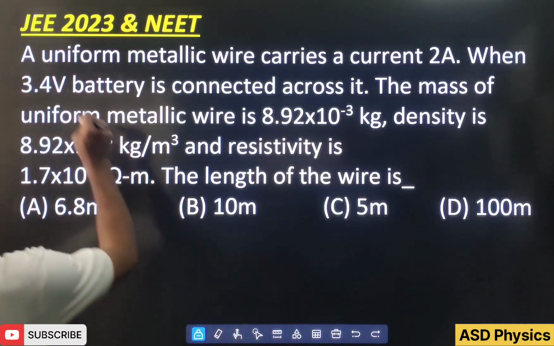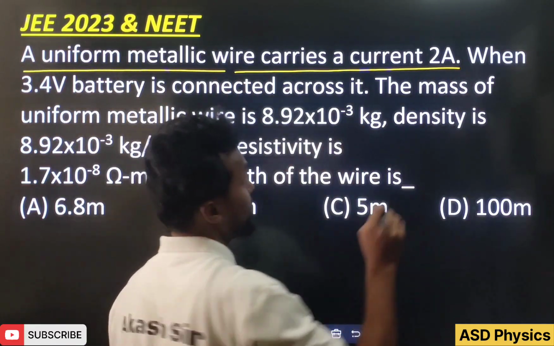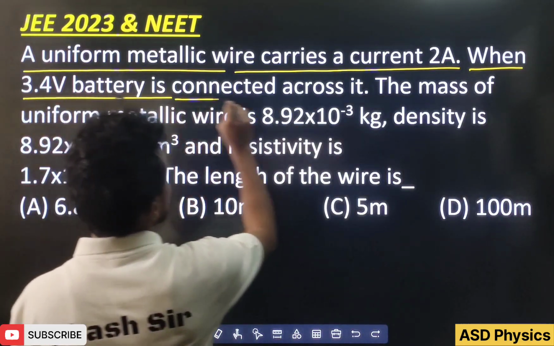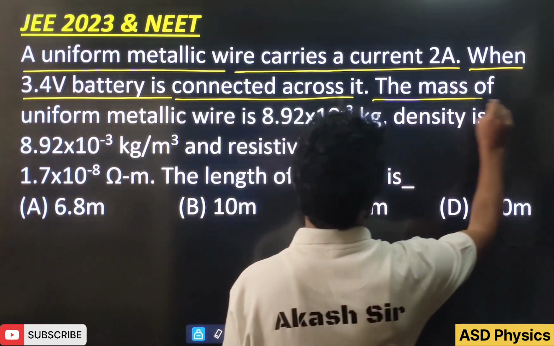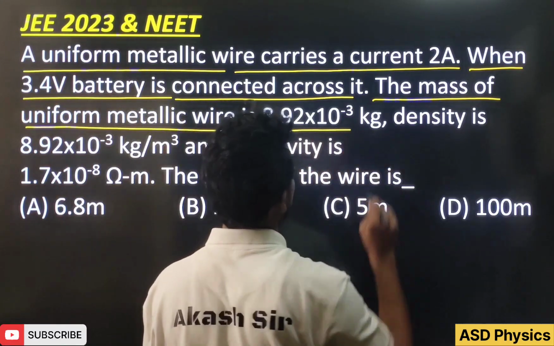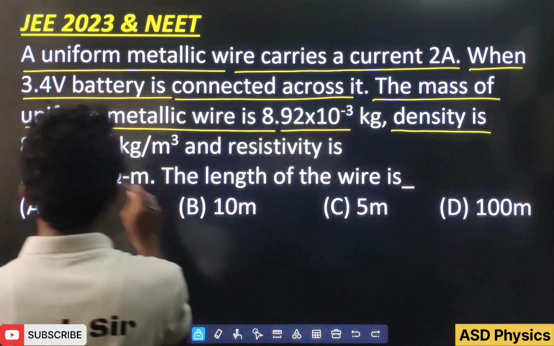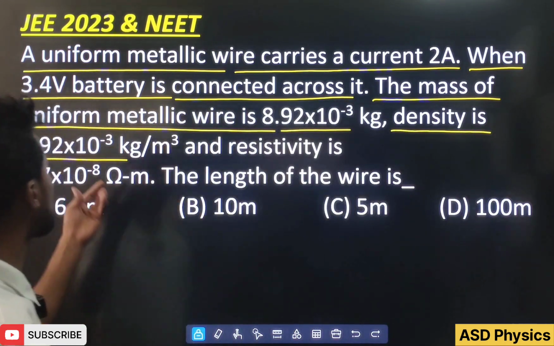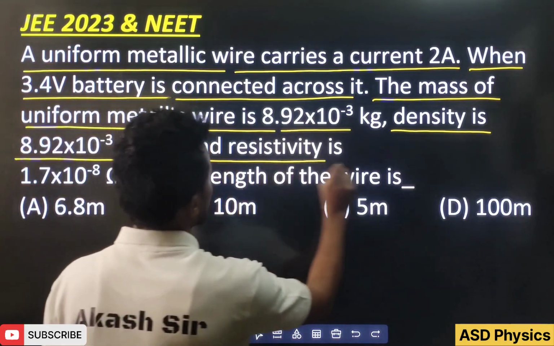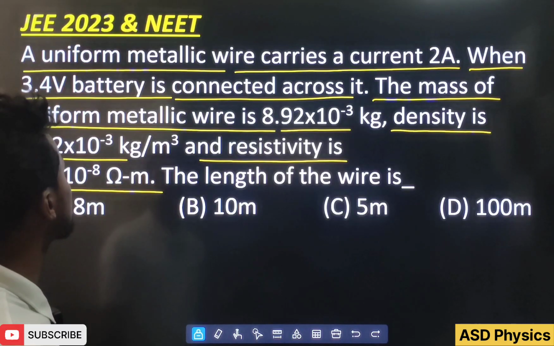Next one, students, you can see this question. Here the question is, see, a uniform metallic wire carries a current of 2 ampere when a 3.4 volt battery is connected across it. The mass of the uniform metallic wire is 8.92 into 10 power minus 3 kg. Density is 8.92 into 10 power minus 3 kg per meter cube. And resistivity is 1.7 into 10 power minus 8 ohm meter.